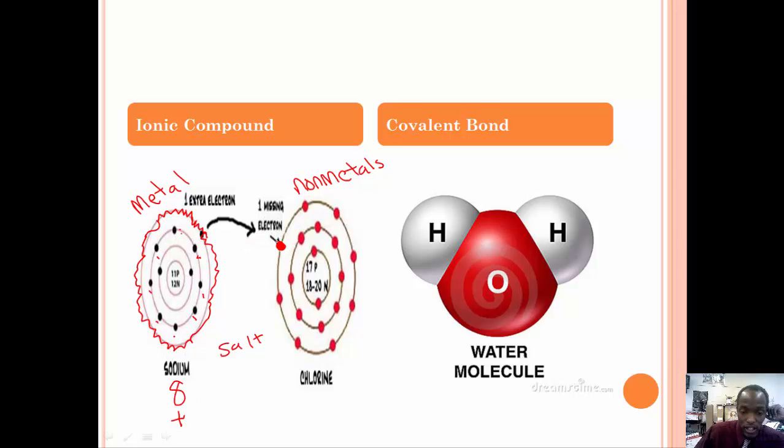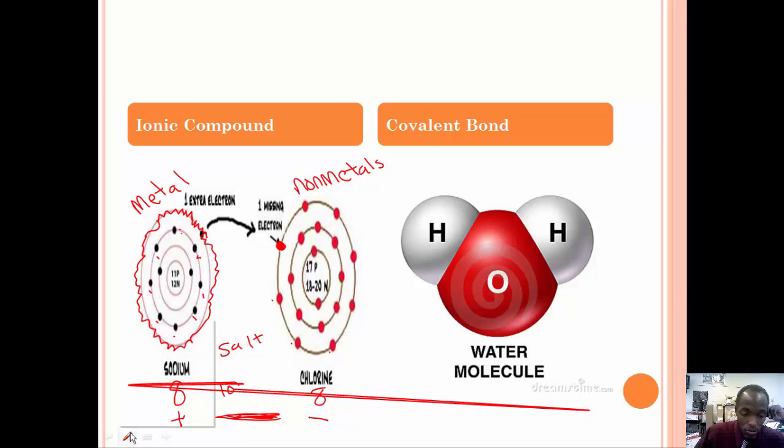And chlorine now has 1, 2, 3, 4, 5, 6, 7, 8. It now reached its magic number of 8, and it becomes negative. Opposites attract, and now we have an ionic compound.